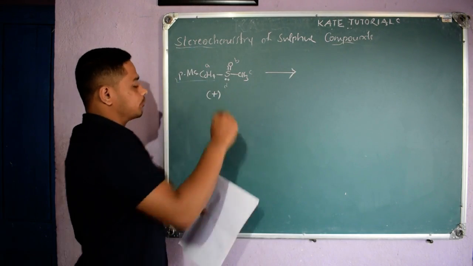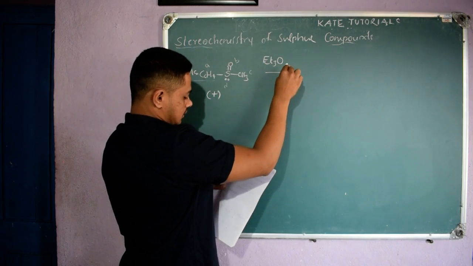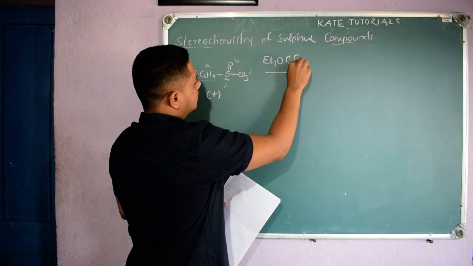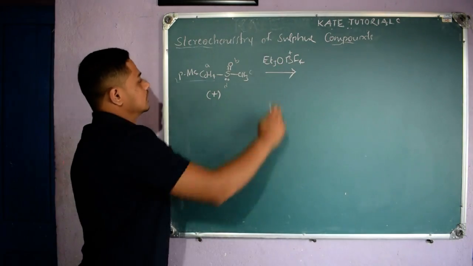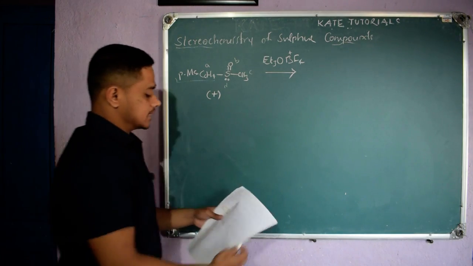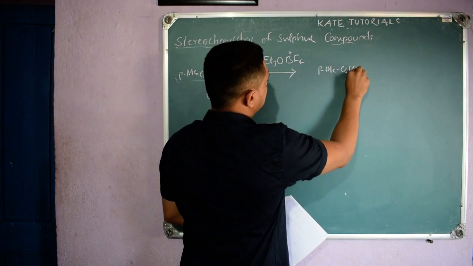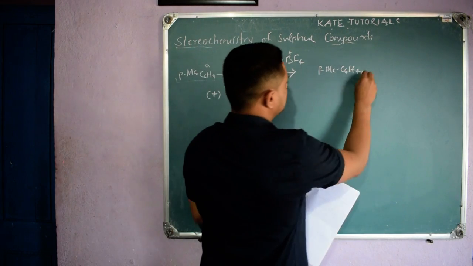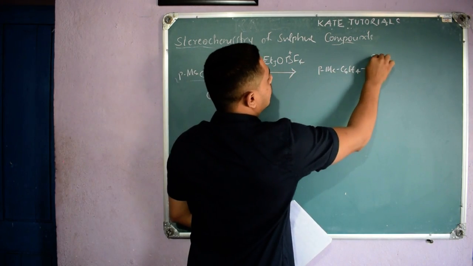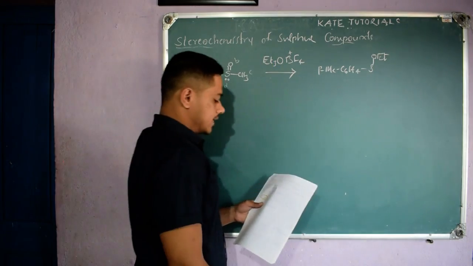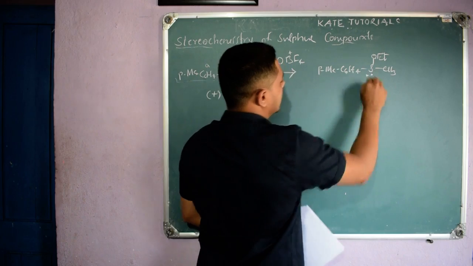When we react this compound with Et3O BF4 plus like this, it formed this thing. Other things remain as they are. Para-methyl C6H4 attached to sulfur. It was a double bond to O, now it became OEt. This methyl remained as it is, methyl CH3 and lone pair as it is.